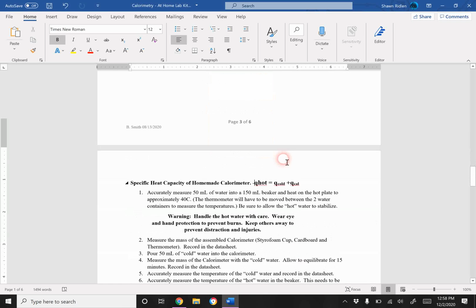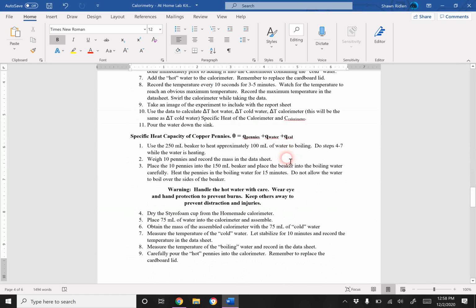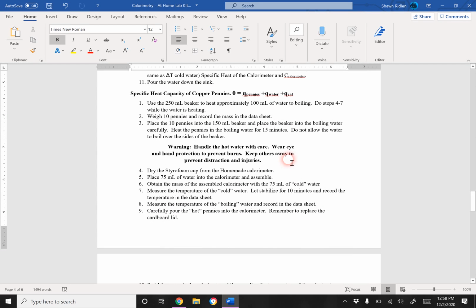Okay, so the next part of the experiment, you'll be doing the same thing, but with pennies this time. Okay, so now this time we'll know the heat capacity of the calorimeter, so that makes our life a little bit easier. Okay, so with that, we can accurately calculate the heat exchange from the pennies.